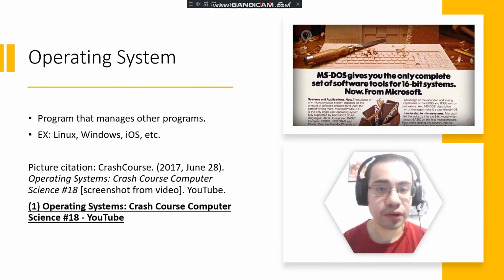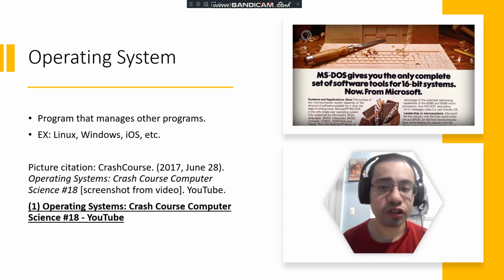Operating systems. Operating systems are programs that are in charge of managing other programs, similar to a manager at work. They are the first program to be active when the computer turns on. They first came out in the 1950s. As a side note, in the 1980s is when computers became accessible to the average person, like you and me.